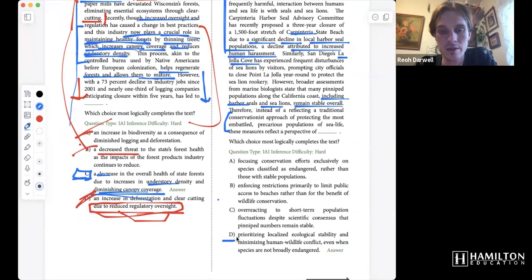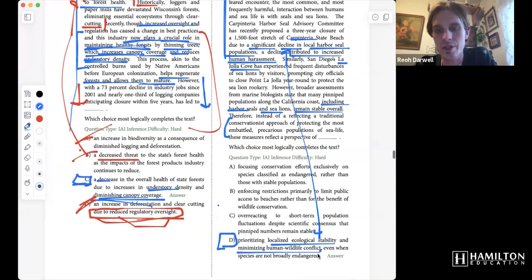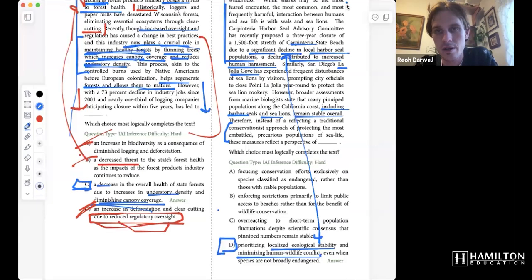What says that? D, right? So local ecological stability, right? Reducing declines, right there. Those connect right here to here. And then minimizing human wildlife conflict, which we see as we connect here down to here. All right. And then even when species are not broadly endangered, that's where we get here.